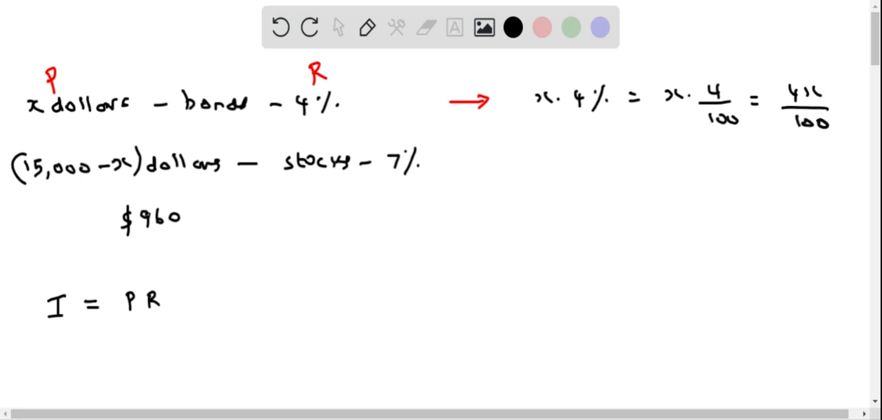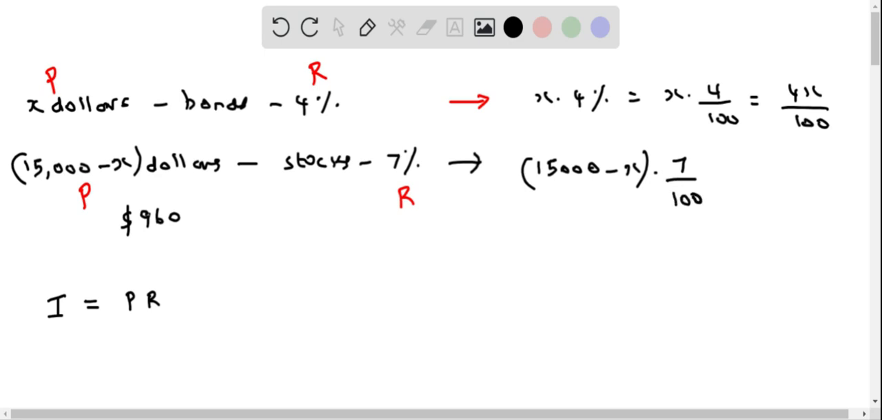And similarly, I apply the formula to calculate the interest for the second type of investment. So here the principal is 15,000 minus X, and the rate of interest is 7%. So when I use the interest formula, I consider the principal, which is 15,000 minus X, times the rate of interest 7%. I can write this as 7 by 100.